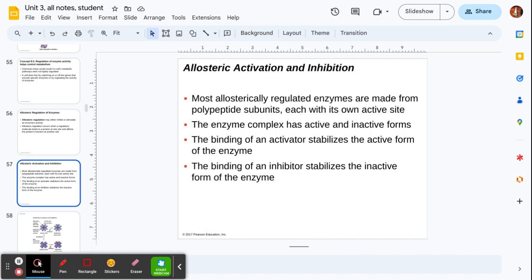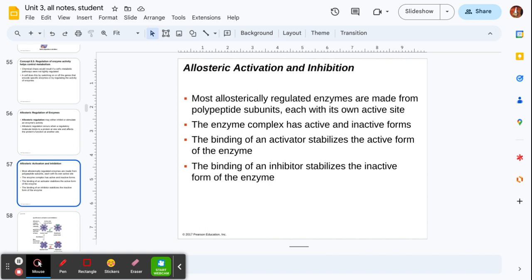Most allosterically regulated enzymes are made from polypeptide subunits, each with their active site. The enzyme complex has an active and an inactive form. And that has to do with that active site. Either the active site is the right shape because it's active, or it has a shape that the substrate can no longer fit in, and that's the inactive form.